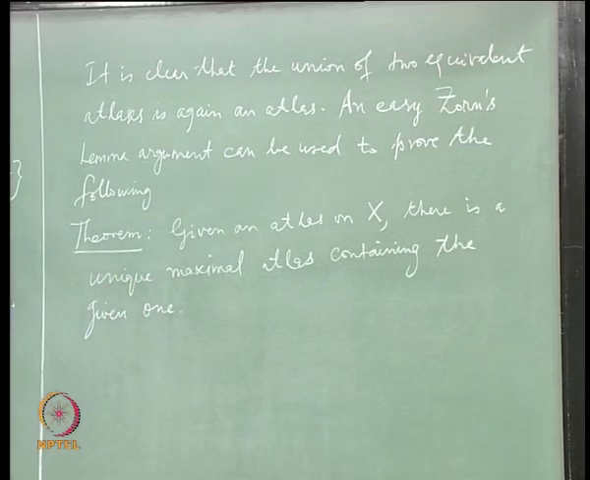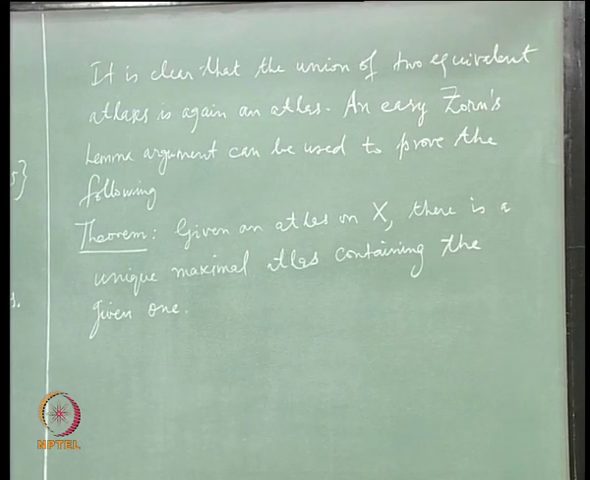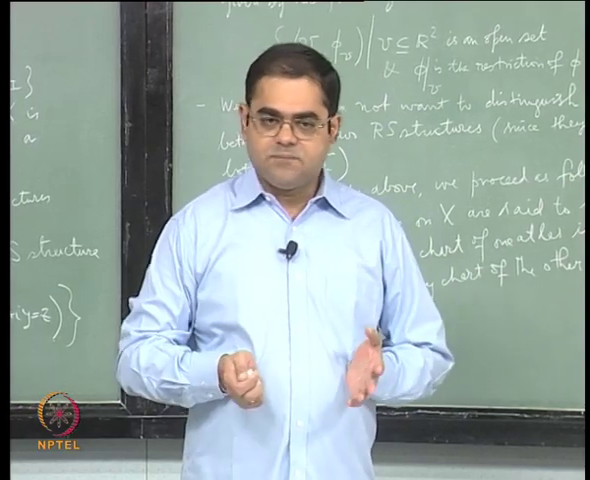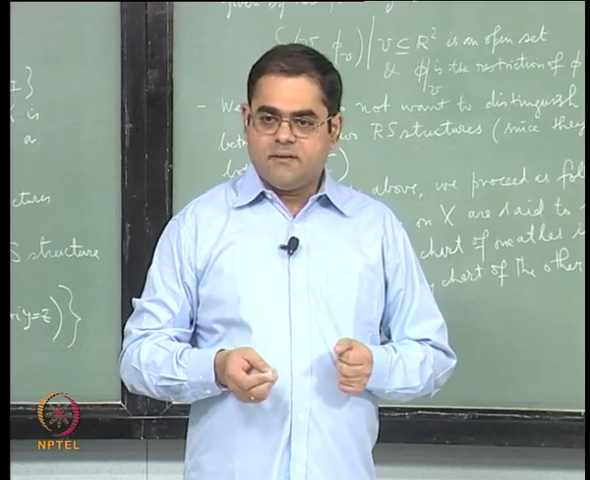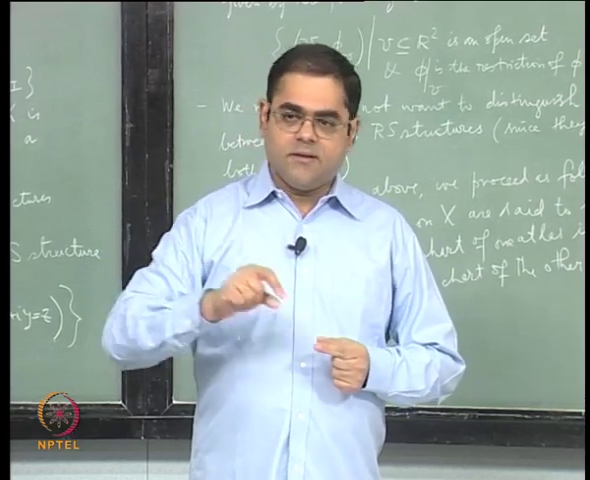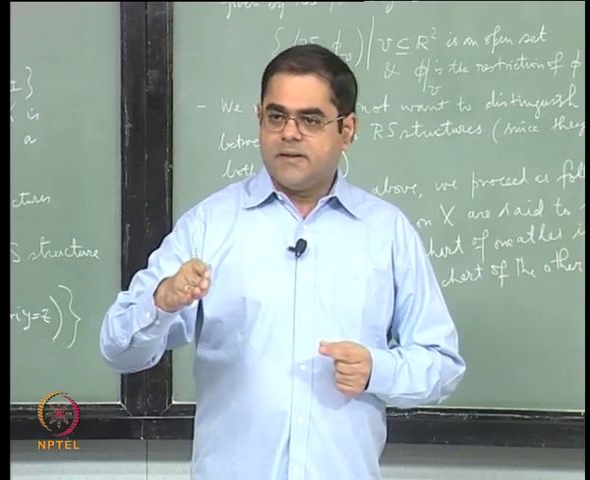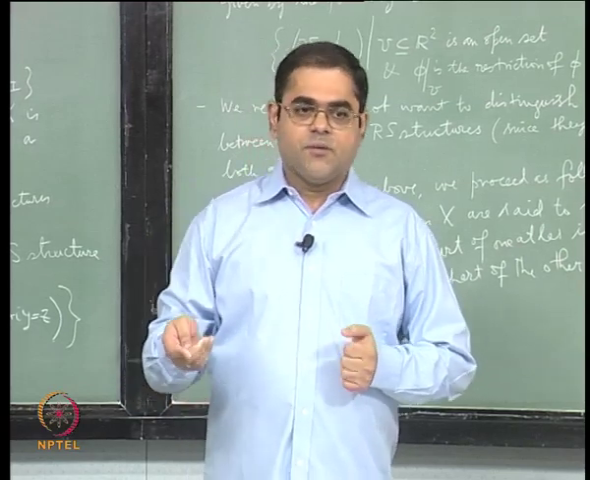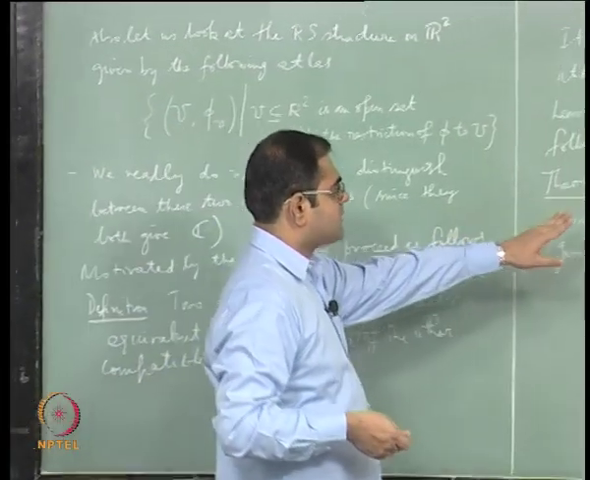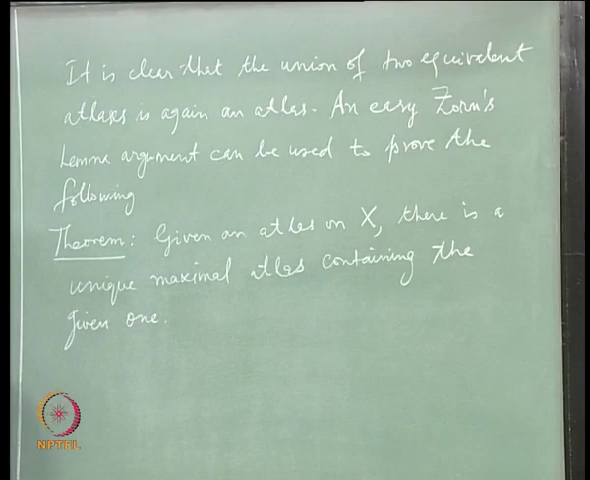Okay. So, the Zorn's lemma argument is usually applied in the following sense. You have a partially ordered set and then you verify the condition that every chain in that partially ordered set has an upper bound, and then Zorn's lemma will guarantee that maximal elements will exist. So in this case the set is the set of all possible atlases on X, and the partial order is just containment.